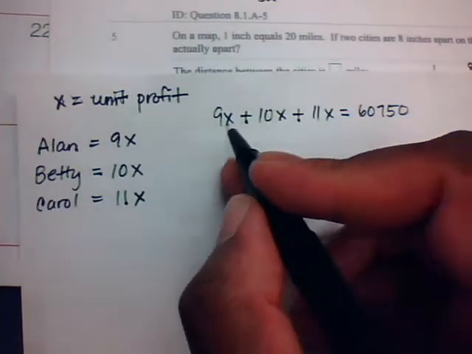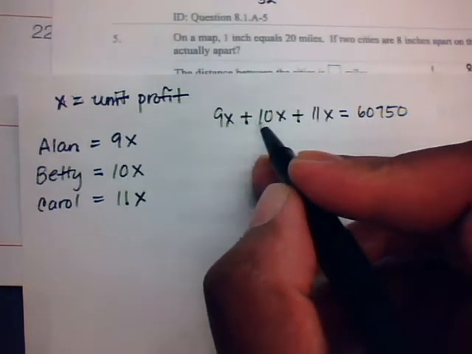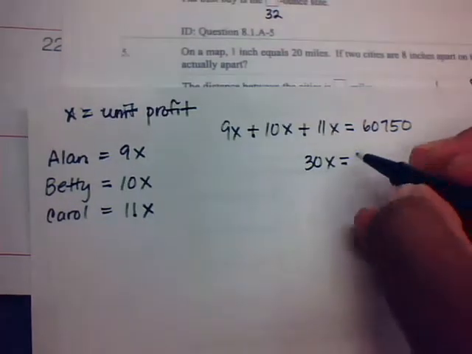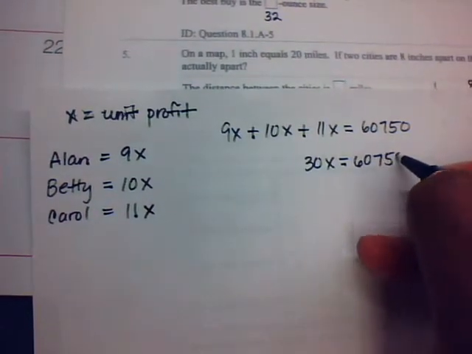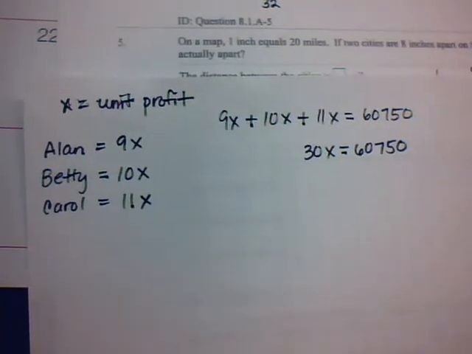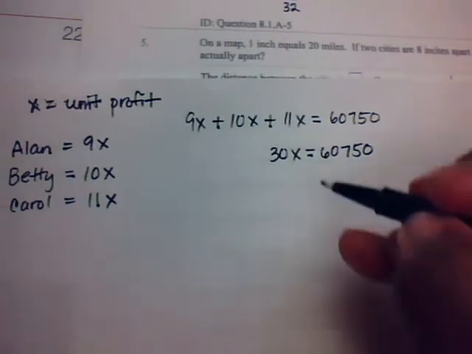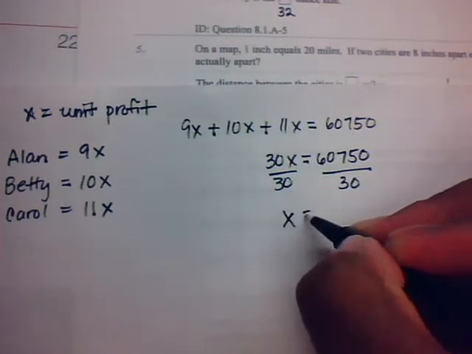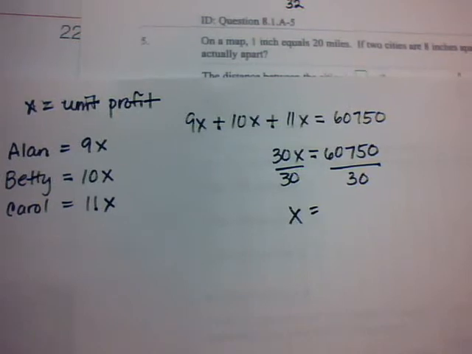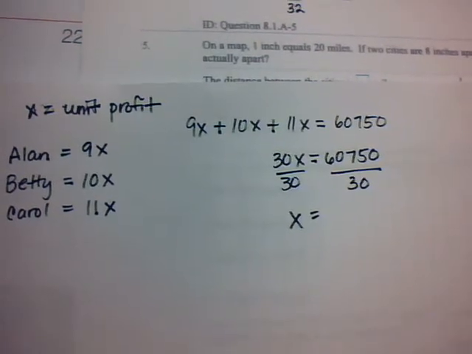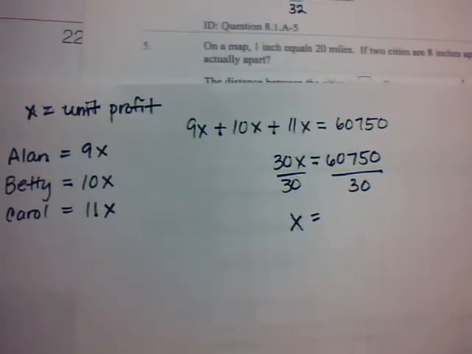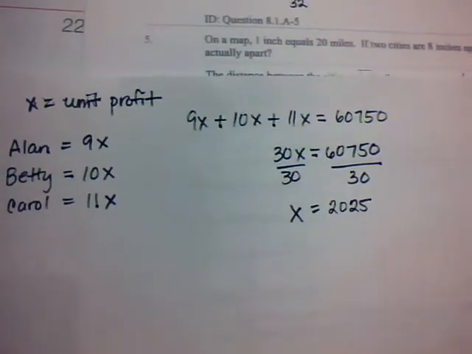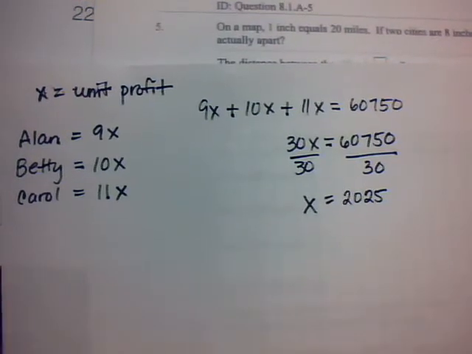The next step would be to combine these like terms, 9x, 10x, and 11x, that's 30x, and that's equal to 60,750. And then we divide both sides by 30 to get x by itself. So x, which is representing the unit profit, if we do 60,750 divided by 30, you'll get 2,025. So the unit profit is going to be $2,025.